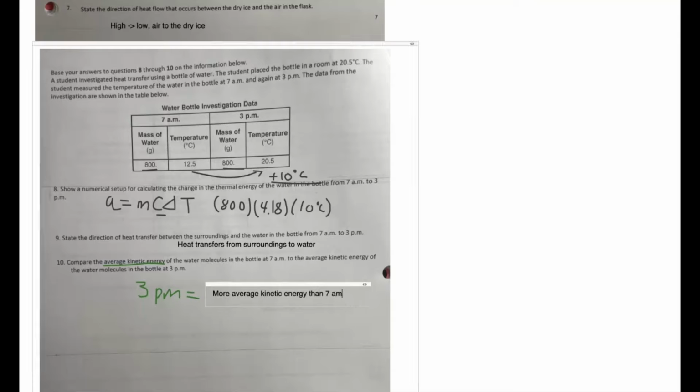has the more average kinetic energy than 7 a.m. The bright line spectra observed in the spectroscope for 3 elements and a mixture of 2 of these elements are represented in the diagram below. The first question says, describe in terms of both electrons and energy state how the light represented by the spectral lines is produced. Well, I'll explain how it's produced.